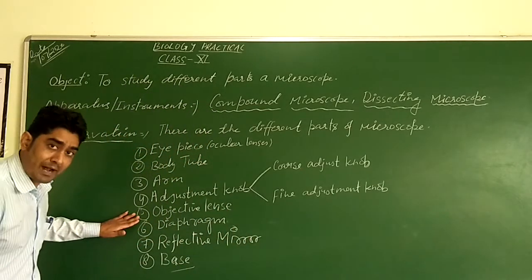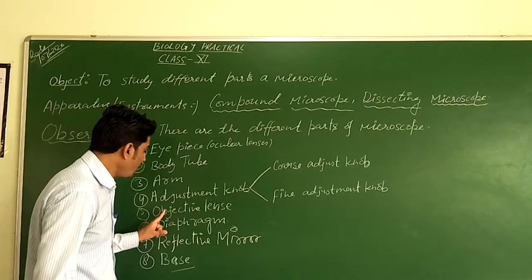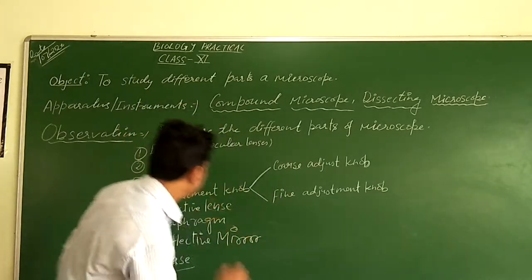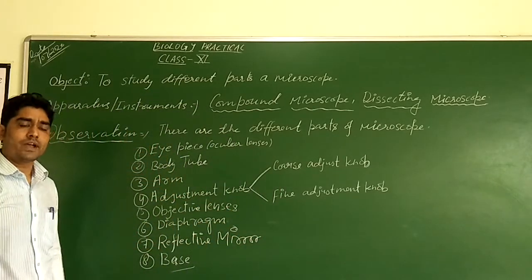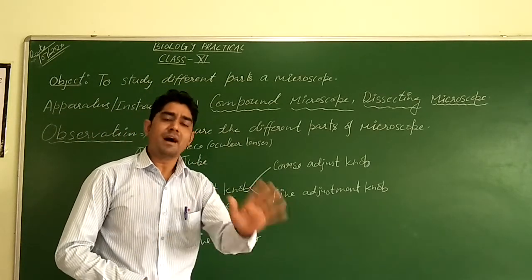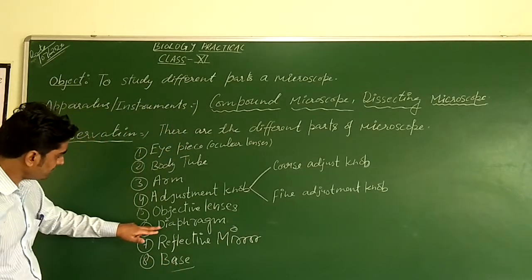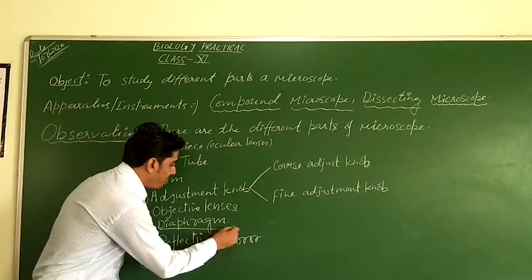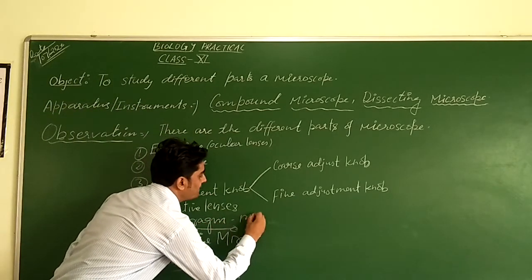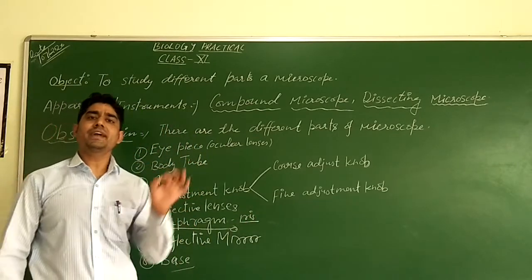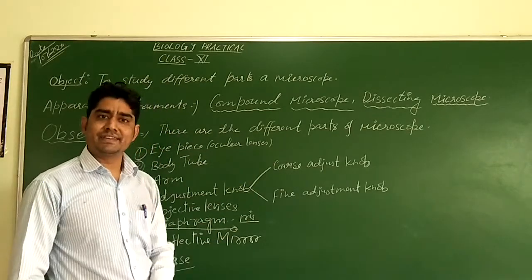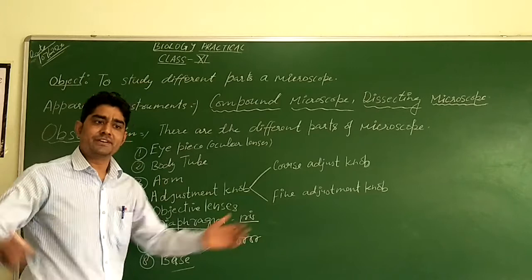Now the fifth part of the microscope is the objective lenses. There are two or more objective lenses in a microscope. Now the next part is the diaphragm, which contains an iris, just like our eyes, which controls the light intensity. We will explain further in our demonstration.